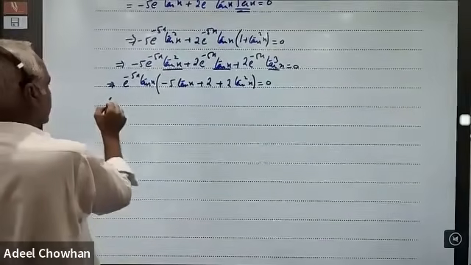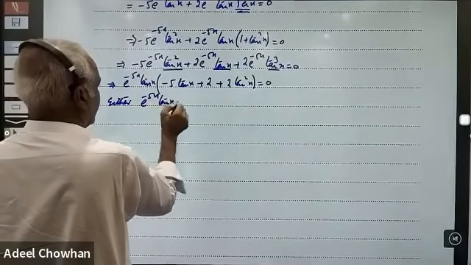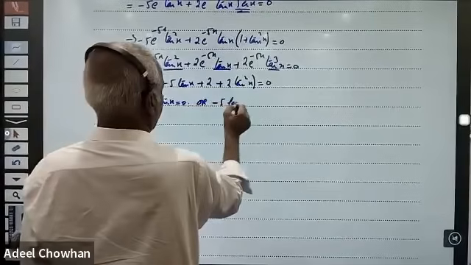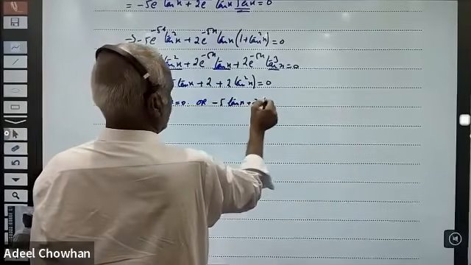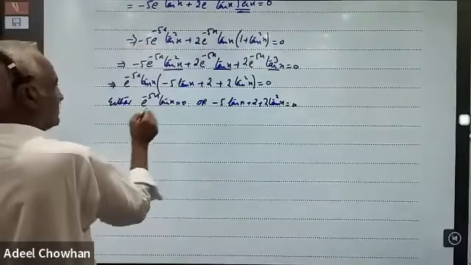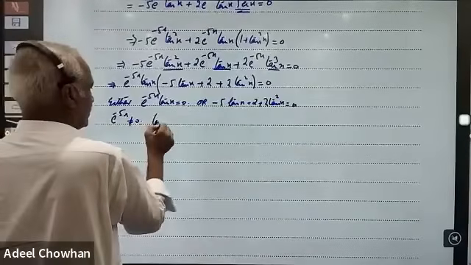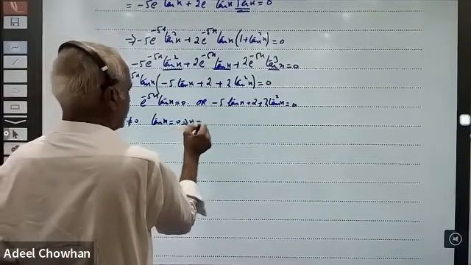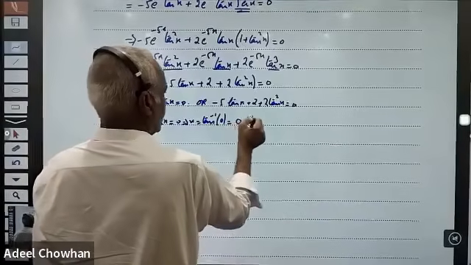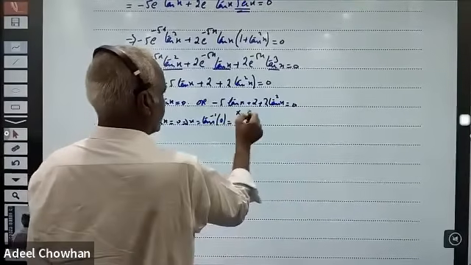So either e power minus 5x tangent of x equal to 0, or minus 5 tangent of x plus 2 tangent square of x is equal to 0. But e power minus 5x cannot be equal to 0. Then tangent of x equal to 0, then x is equal to tangent inverse of 0, that is equal to 0 or pi. But both values are not in the part of this answer, so they will be rejected there.